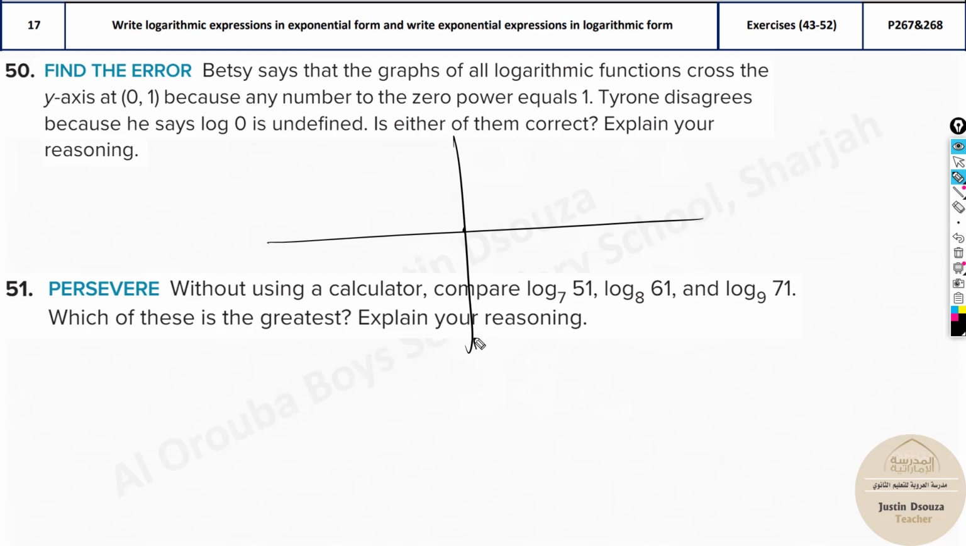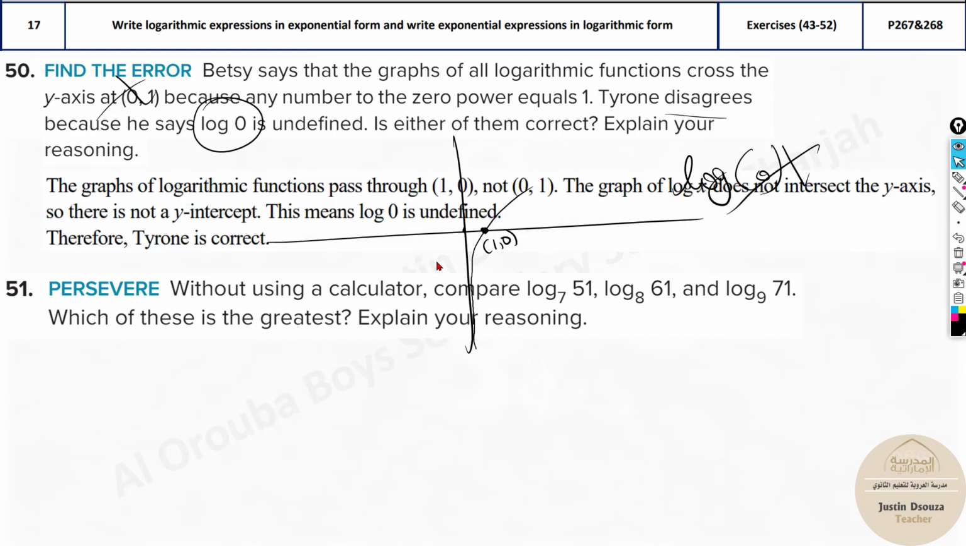The log does not touch 0. It just comes over here like this. It's an asymptote, and it passes, but it will always have (1, 0). It's not (0, 1). Over here, Tyron says the log of 0 is undefined. Yes, you can try putting log 0. What do you get in the calculator? It's a math error, undefined, because there is no value for that. So Tyron is correct, because you can just say it is not (0, 1), it's (1, 0), and over here it's undefined. And log 0 is undefined.